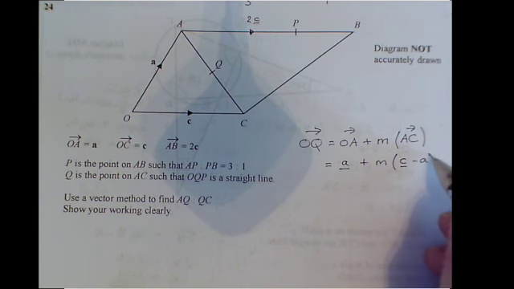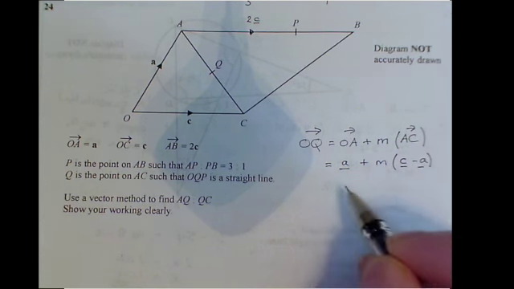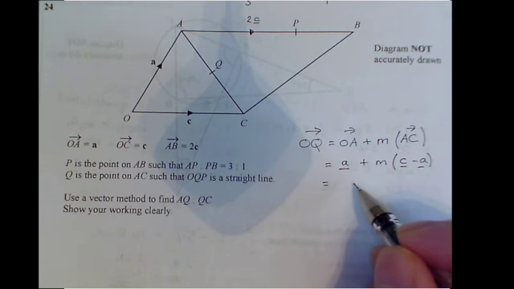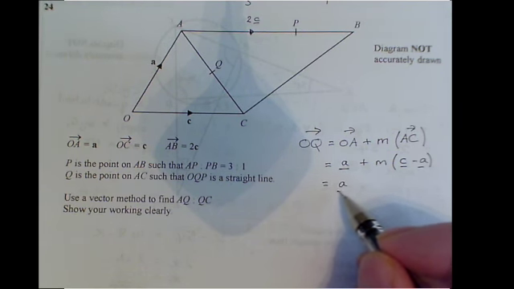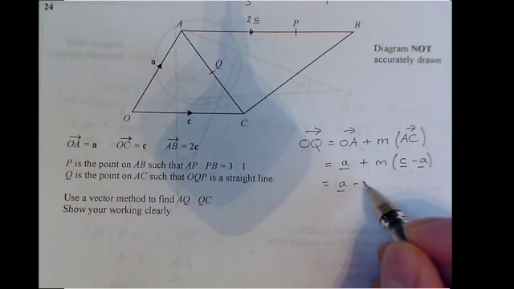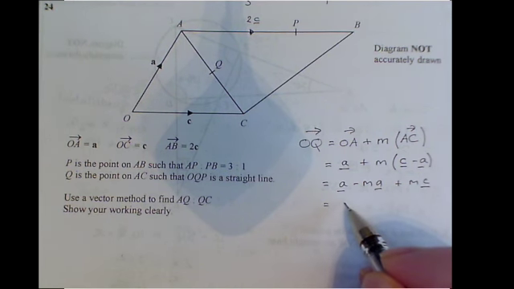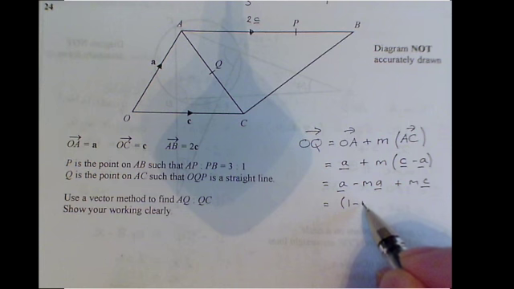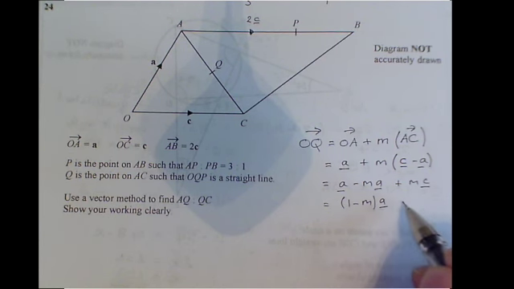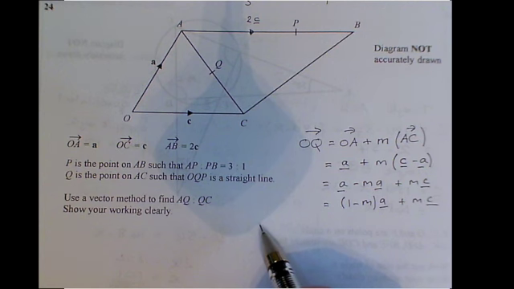Alright, and if I expand that bracket, I can join the A's together. There we have it. Hope you agree with that expansion. And now if I factorise out the A, I'm left with 1 minus fraction of A plus MC. Well, that's the best I can do about O to Q at the moment, but I know that O to Q is in the same direction as O to P.